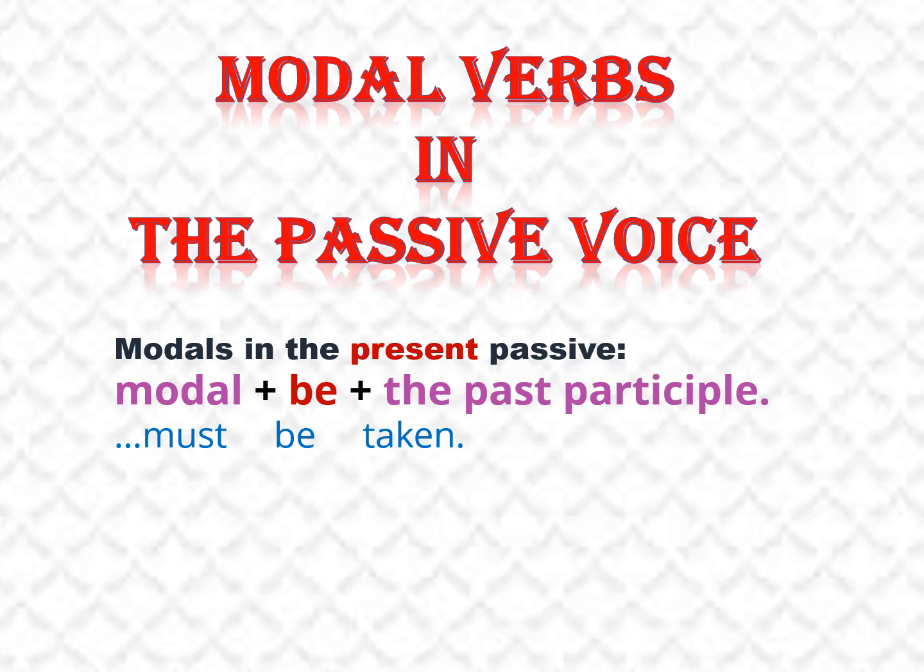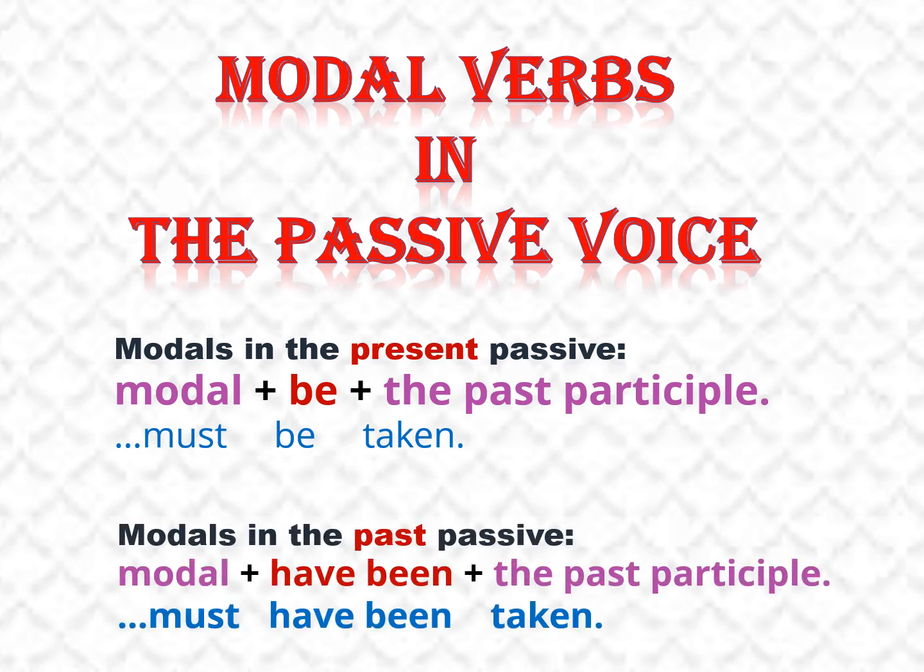What about modals in the past? Modals in the past passive take this structure: modal plus have been plus the past participle. For example, must have been taken. The keys must have been taken by someone. Okay?